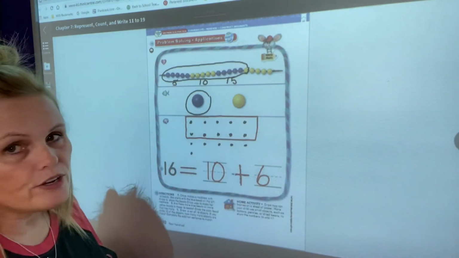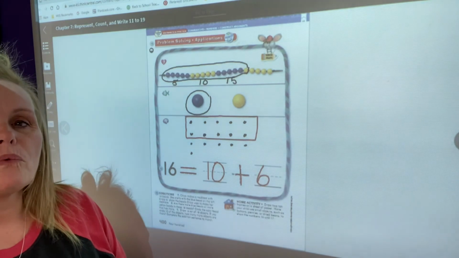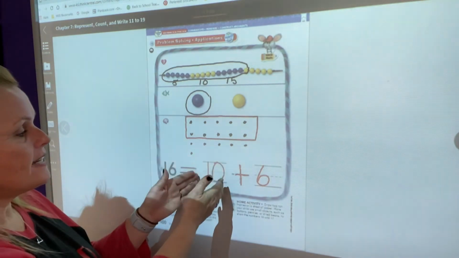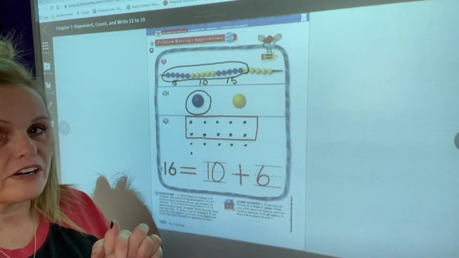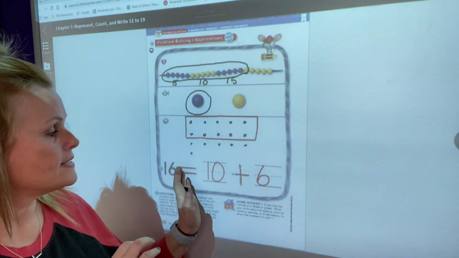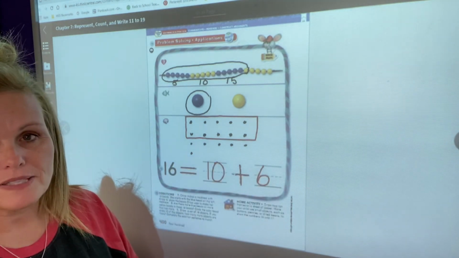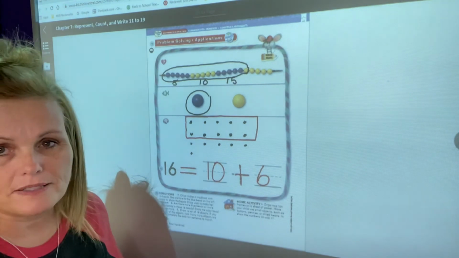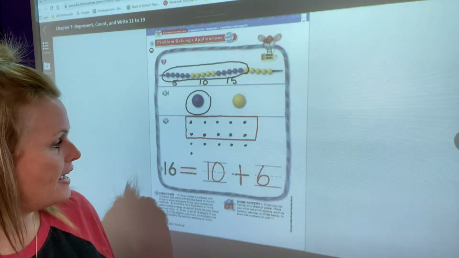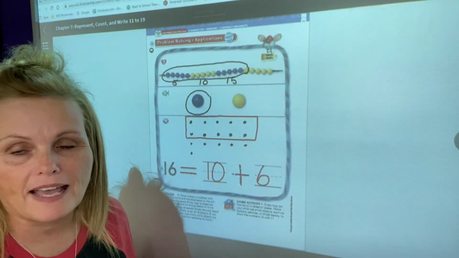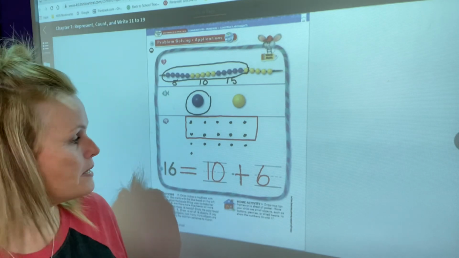Now there are other ways we could break it apart, but we're wanting to talk about seeing a set of 10, which will help us count quicker, 10 and 6 to equal 16. Using that 10 helps us keep it together and understand sets a little bit better and decomposing.